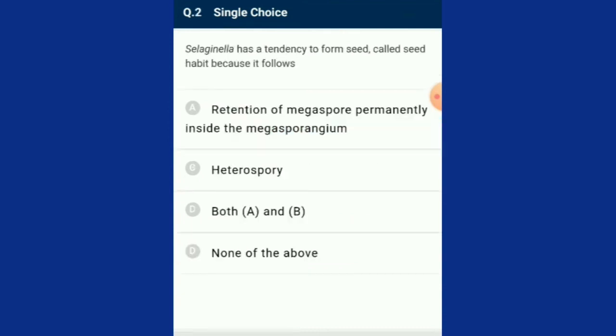Question number 2. Selaginella has a tendency to form seeds, called seed habit, because it follows several adaptations required to produce a seed. They are collectively called seed habit of Selaginella: presence of heterospory, retention of megaspores inside the megasporangium in Selaginella apoda and Selaginella rupestris, formation of two types of gametophytes, etc. So the answer is option C, both A and B.